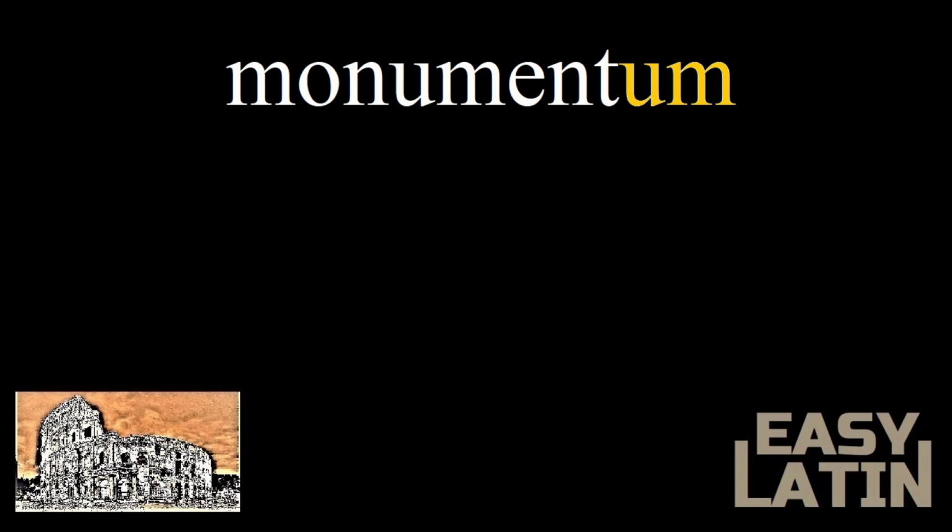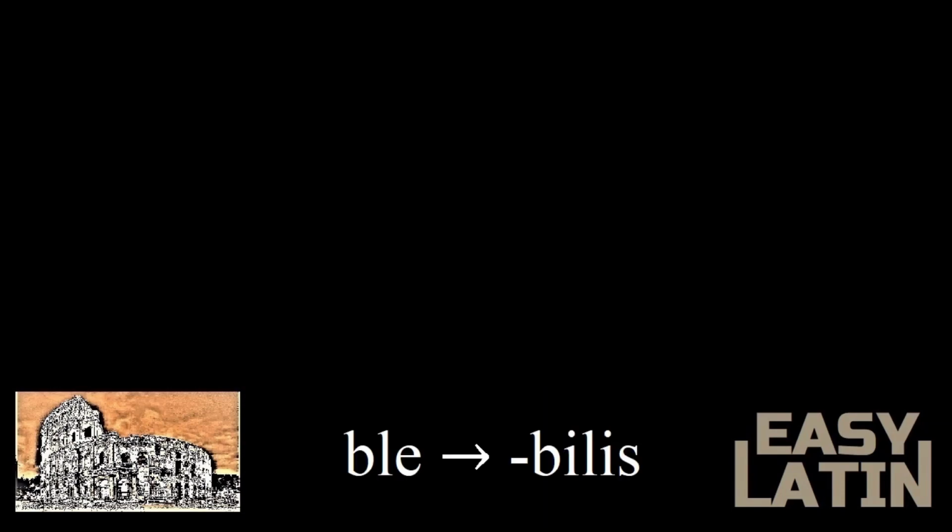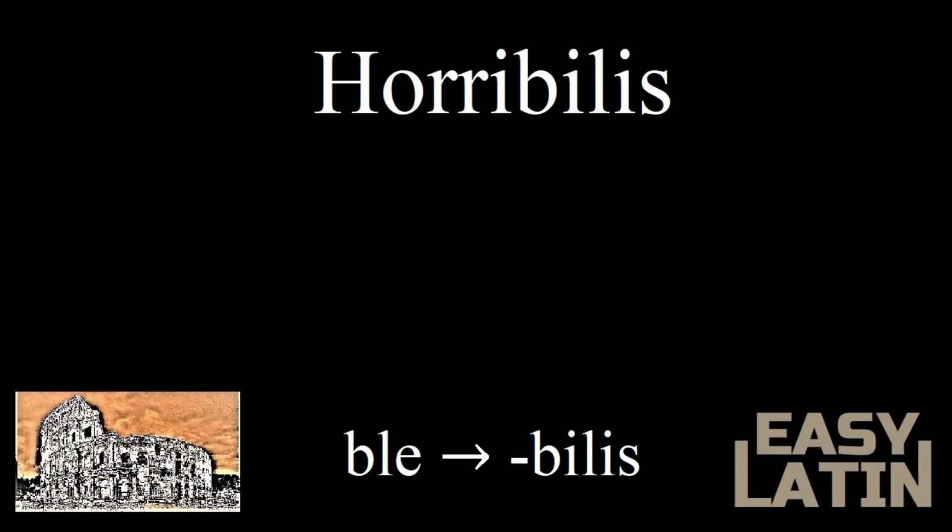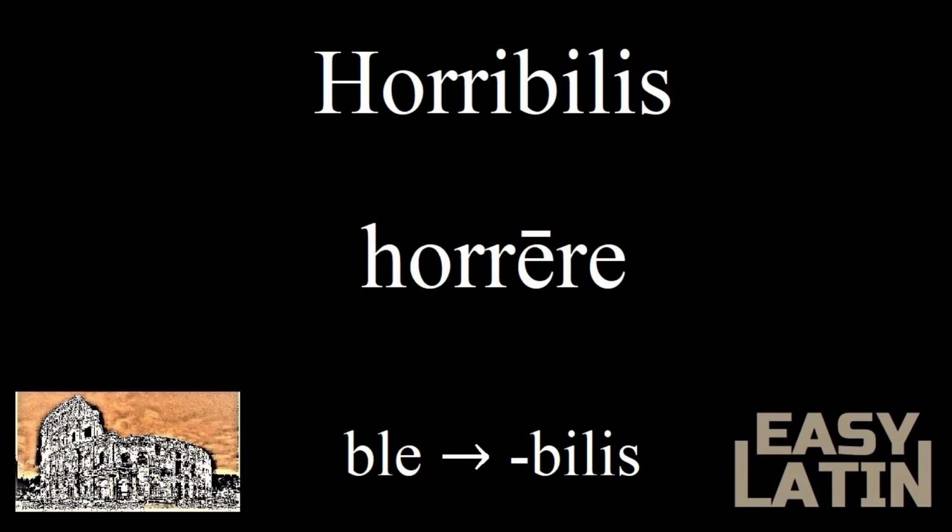Lastly, we have third declension adjectives, which are the counterpart of English adjectives ending in ble. In Latin, the ble changes to bilis. So how do we say horrible? Horribilis. And this gives the verb horrere, meaning to shiver or dread.